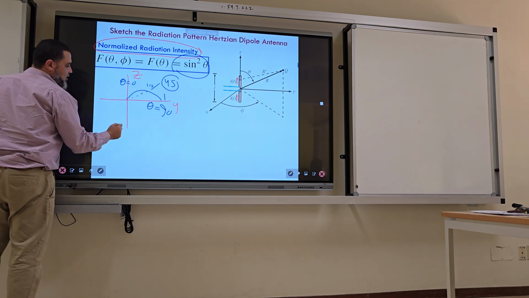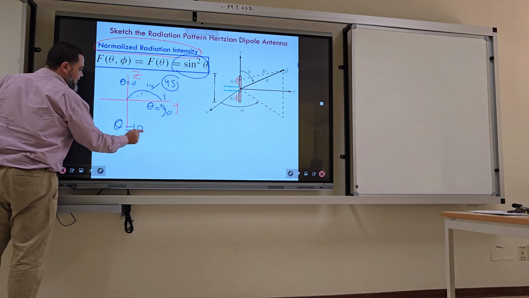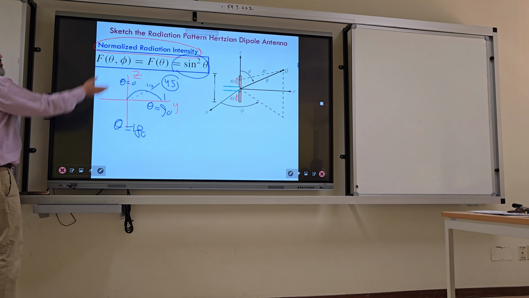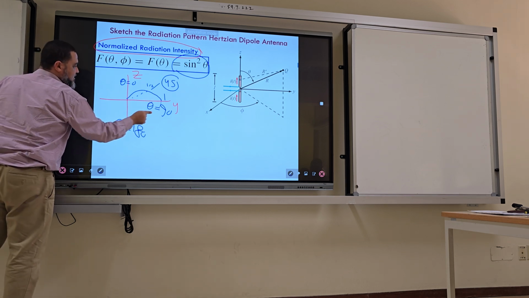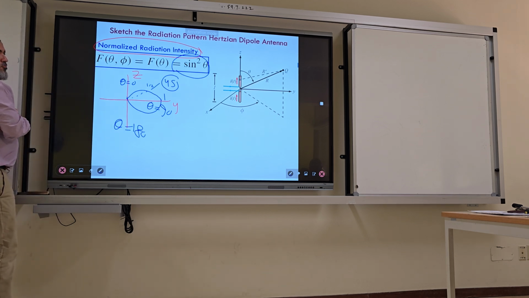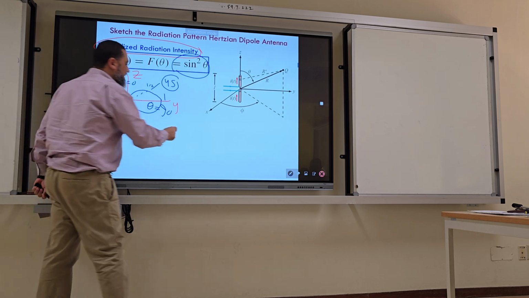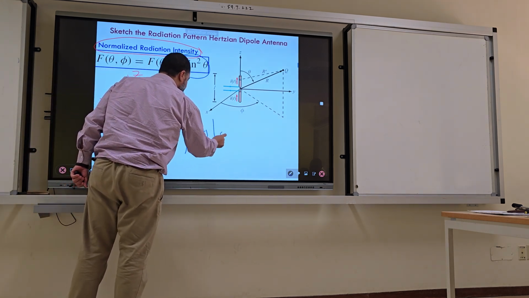Then you will continue until you reach theta 180 degrees. What should you draw here? Based on this equation, 0. We'll have something like this. What we are doing here is a polar sketch. Did you take polar sketch before?